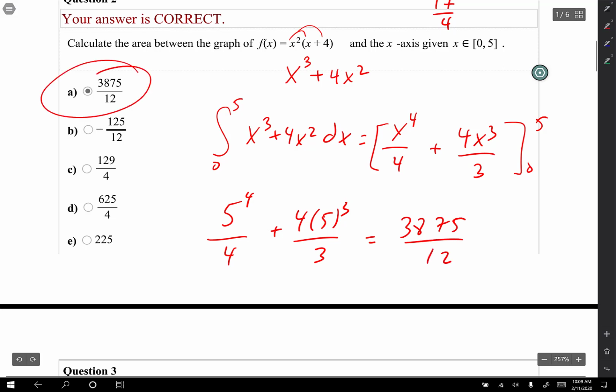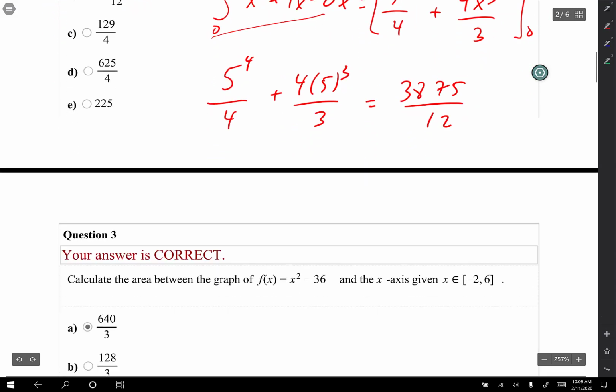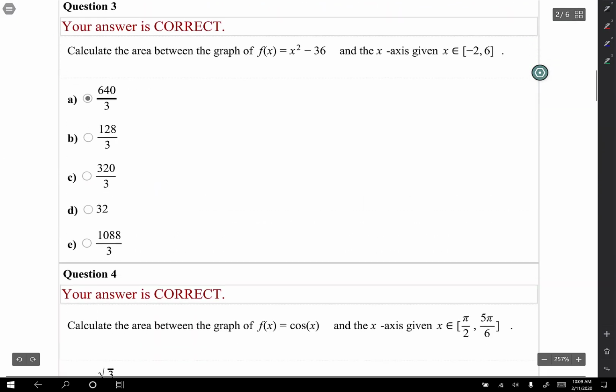Do not use an integral equation to get that. I don't mind if you use a calculator for that, maybe. It probably could have been done by hand. It could have been done by hand.